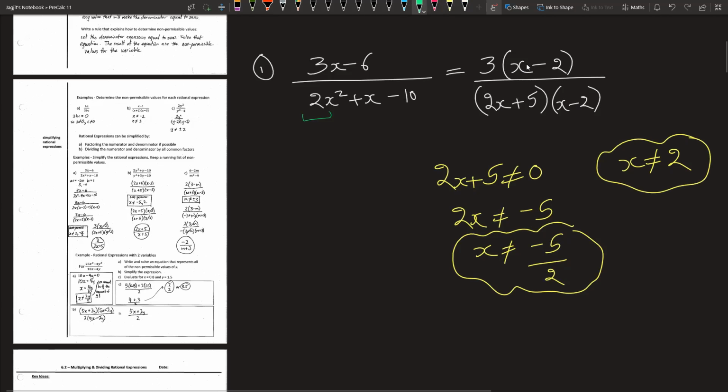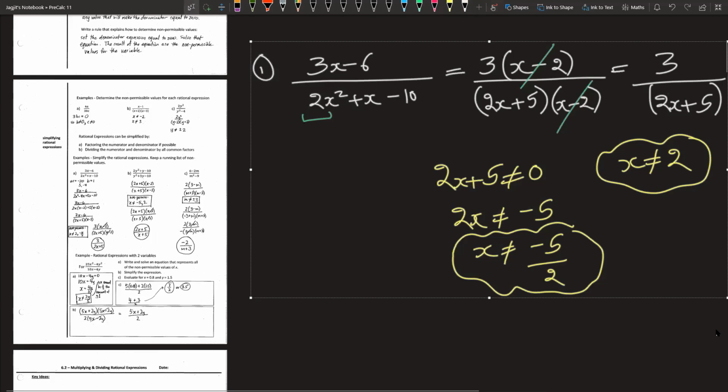And then you can cancel. You see x minus 2 divided by x minus 2. You can cancel that. And after canceling, what are you left with? After canceling, you're left with just 3 over 2x plus 5. So there you go, guys. You've simplified this, and you've written the non-permissible values. Okay, make sure you know how to do that. Let's try the next question.